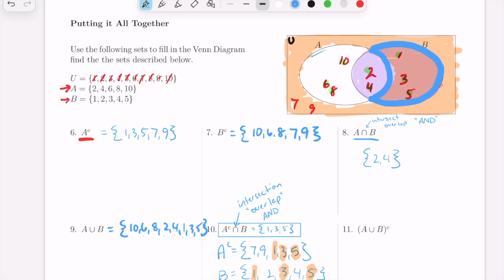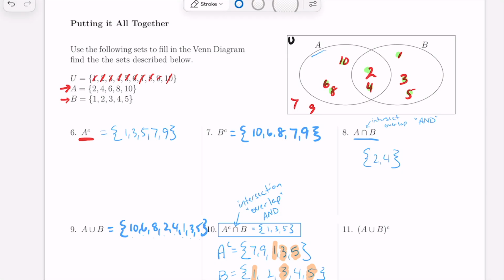If this were asking for the union, A complement union B, it would be anything that has any coloring on it at all. A complement union B would be 1, 3, 5, 2, 4, 7, 9. All right, let's move on.